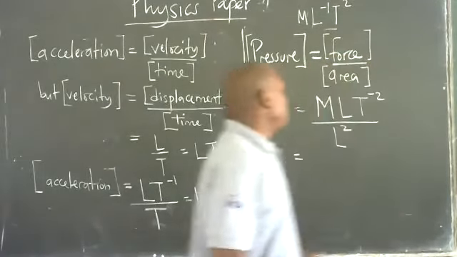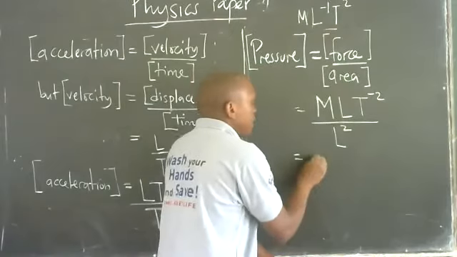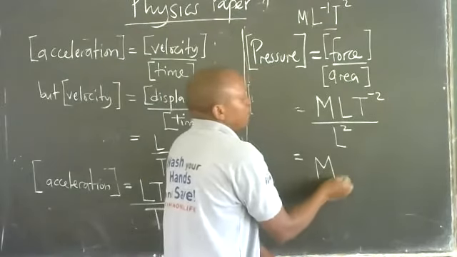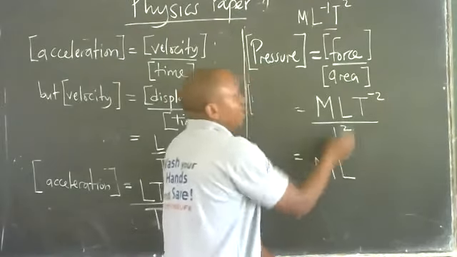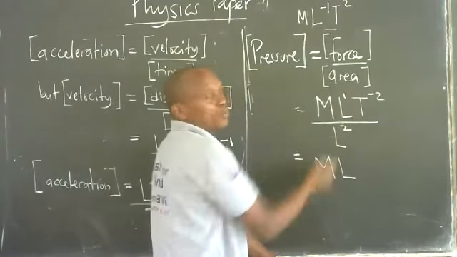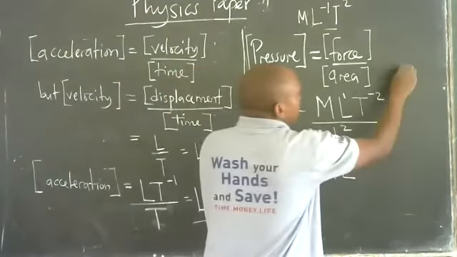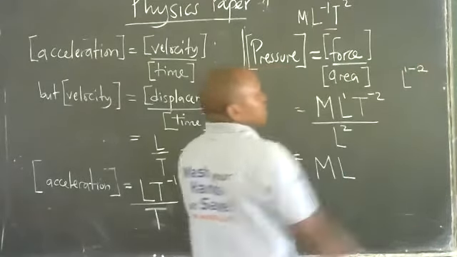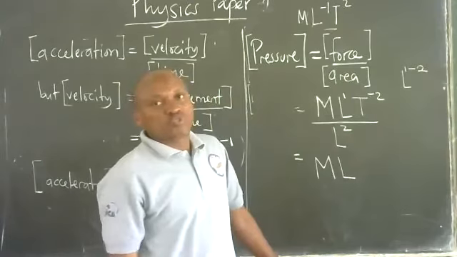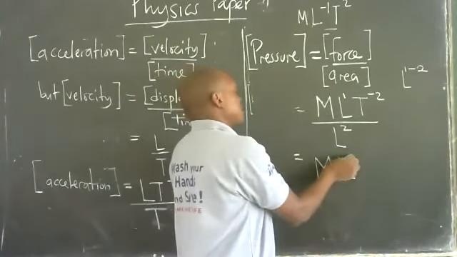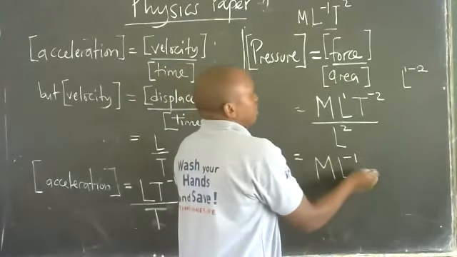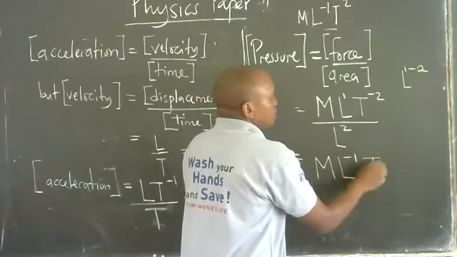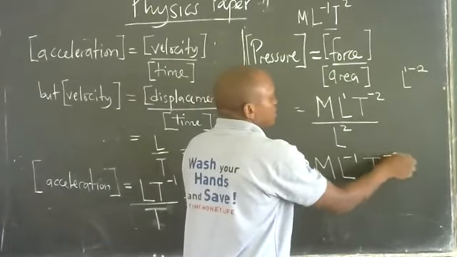Indices, we shall look at M. M will remain the way it is, but L has a 1 up and a 2 down. For indices, remember, if you have 1 and the 2 is down, it's like you are subtracting. You subtract 1 minus 2, and you end up with -1. Then the T, we only have T, so I leave it the way it is.